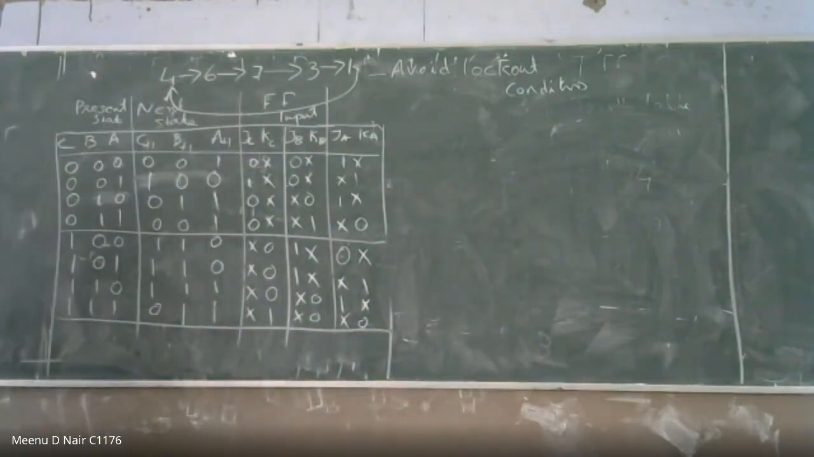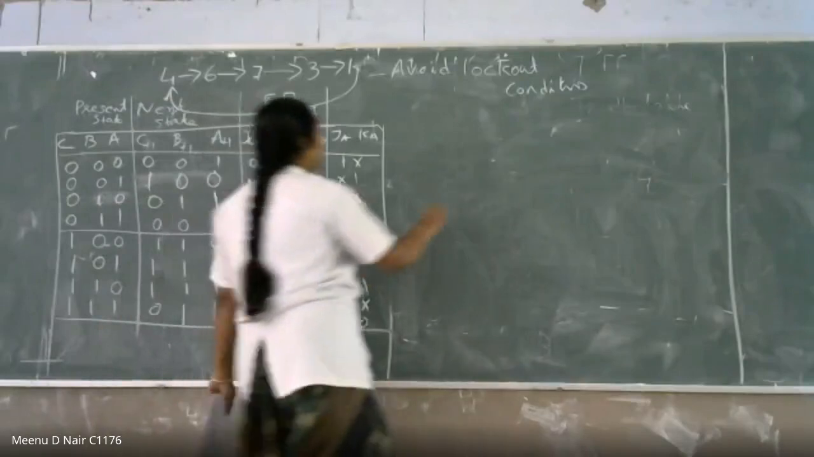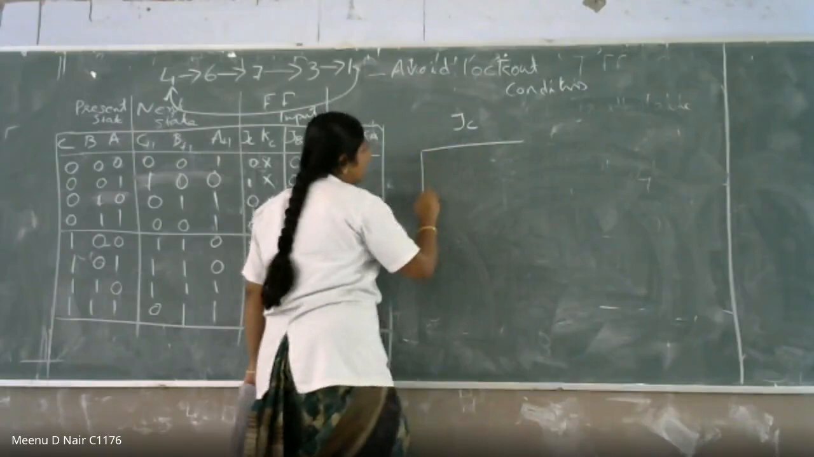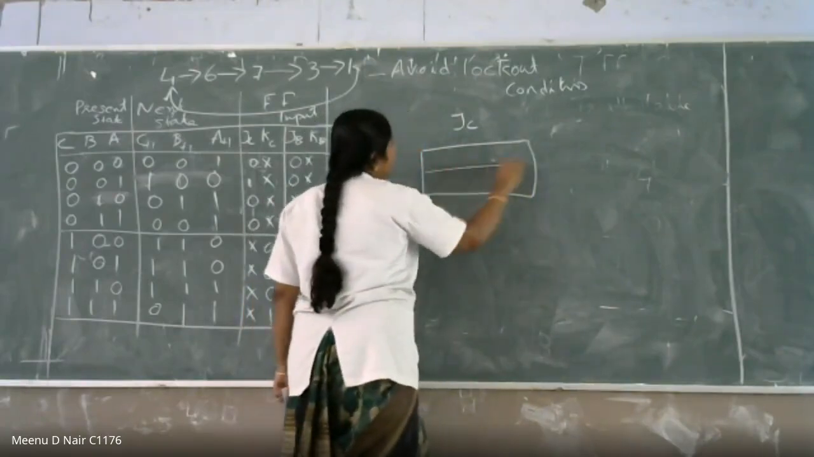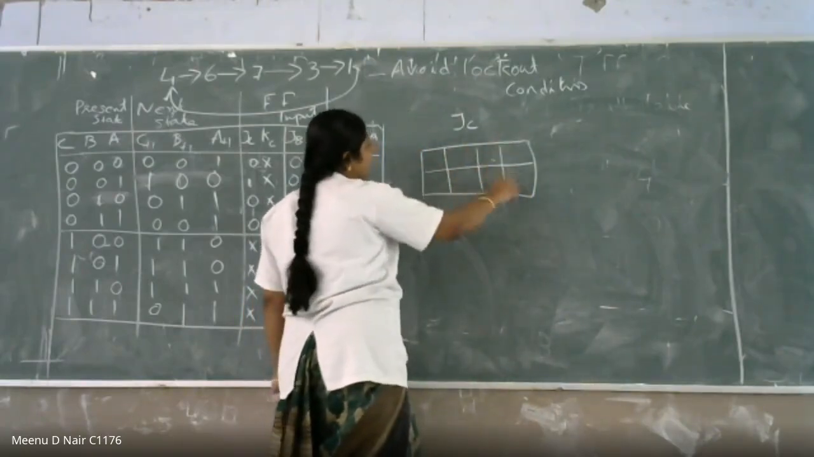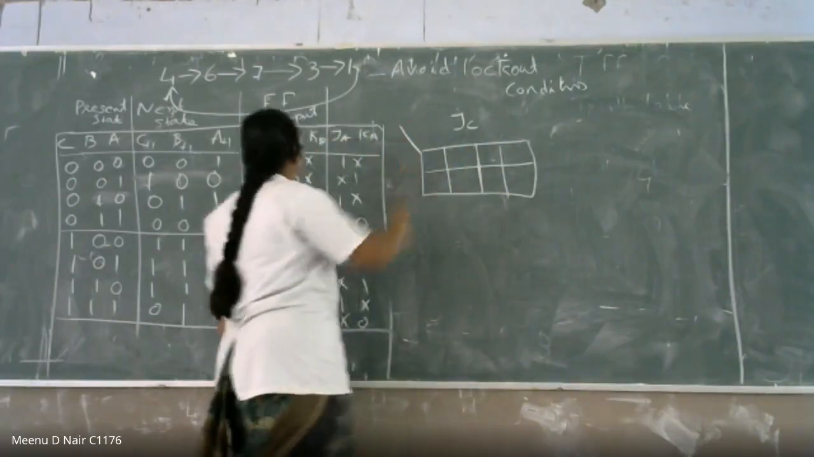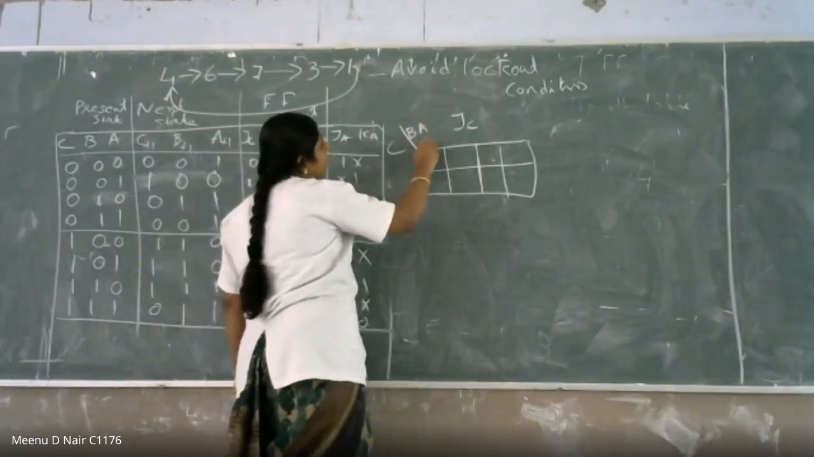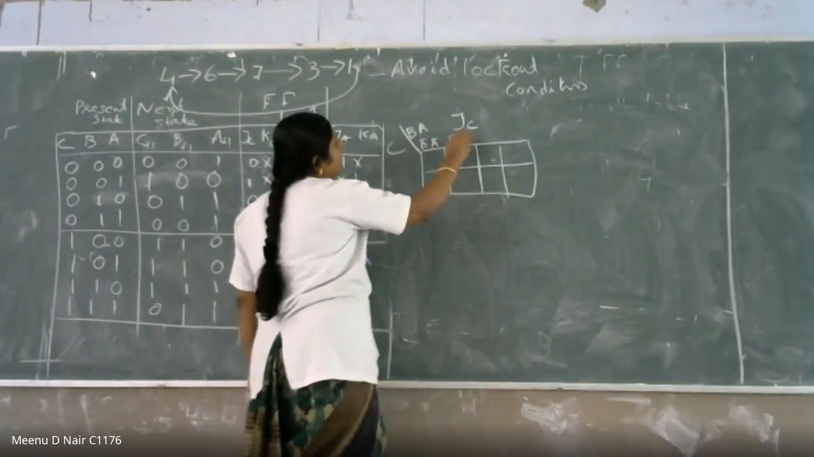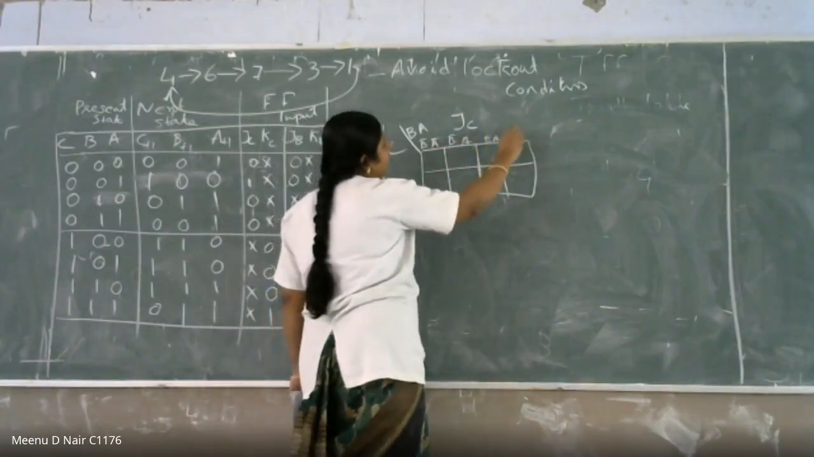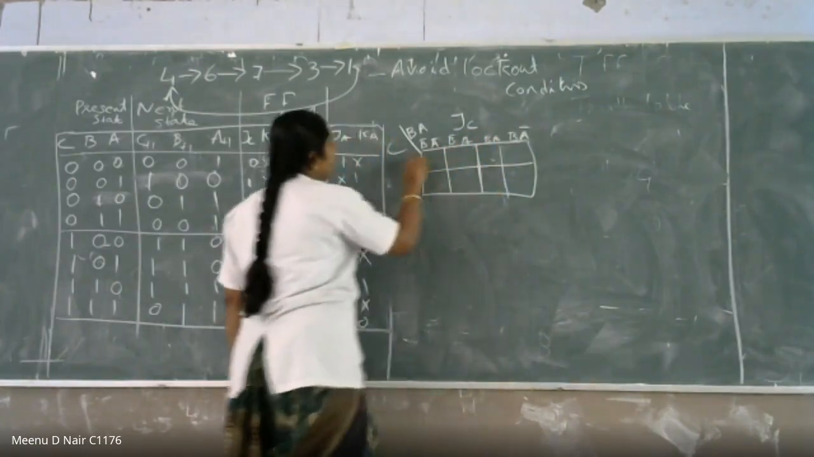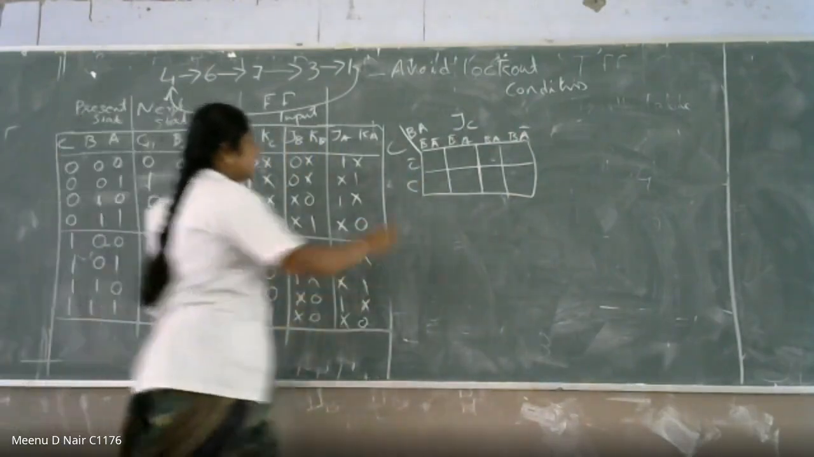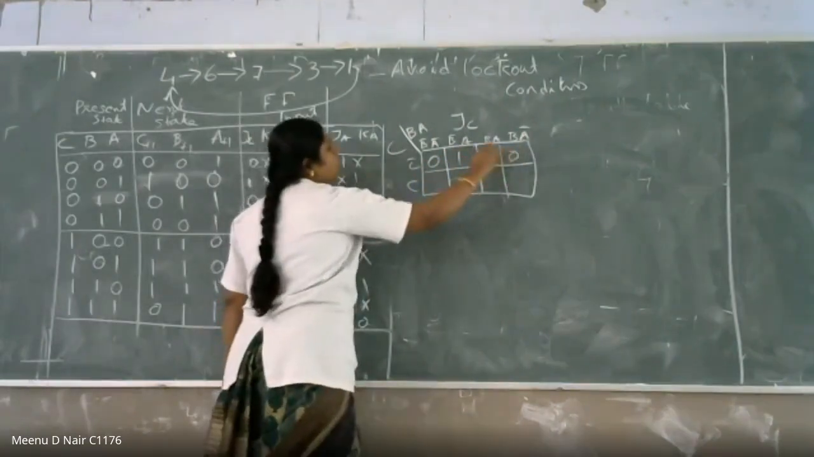So what is the next step? You have to draw the K-map and find out JC, KC, JB, KB, JA, and KA. So for JC only we are showing here. What is given in the question? CBA, right? So this is B bar A bar, B bar A, this is BA, BA bar, this is C bar, C. So we are writing only for JC. So this is equal to 0, 1, 0, 0.